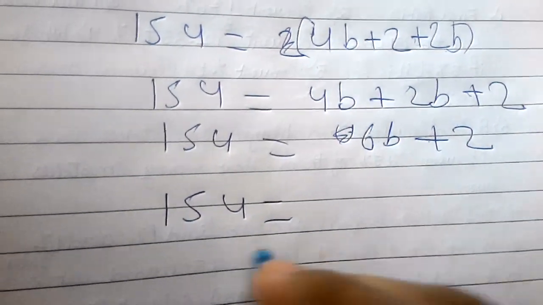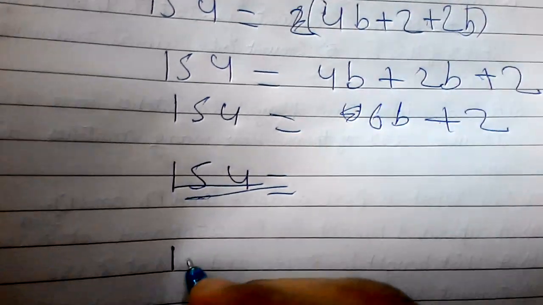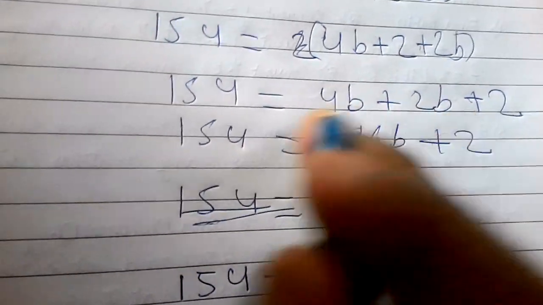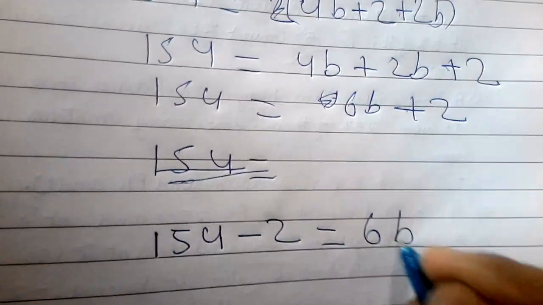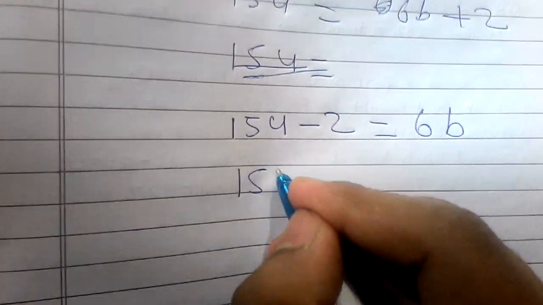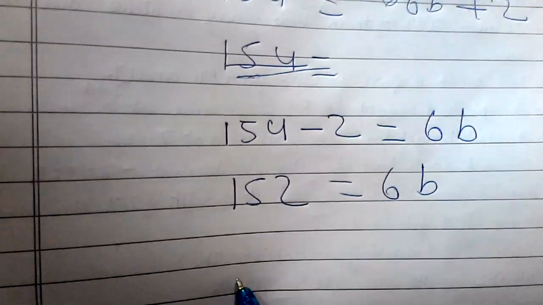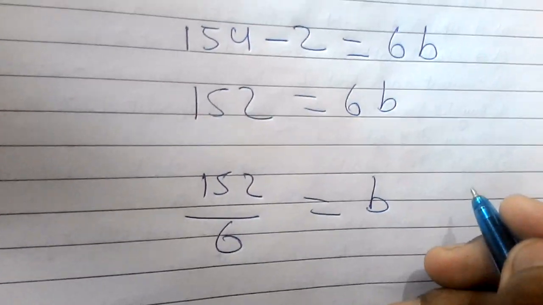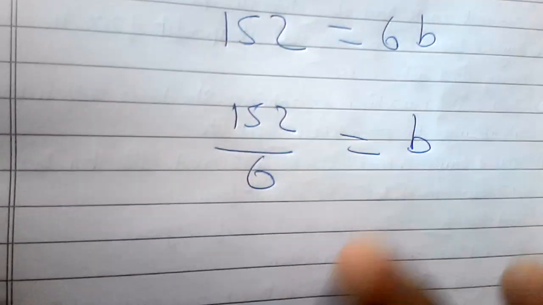Sorry, what we have to do here? Not like this. We have to do 154 minus 2, because the plus 2 will come to this side as minus. So 154 minus 2 is equal to 6b. By doing so, we get 152 is equal to 6b, and by that 152 by 6 is equal to b, and that's the answer. So it's solved. It's nothing else. Like this we have to solve.